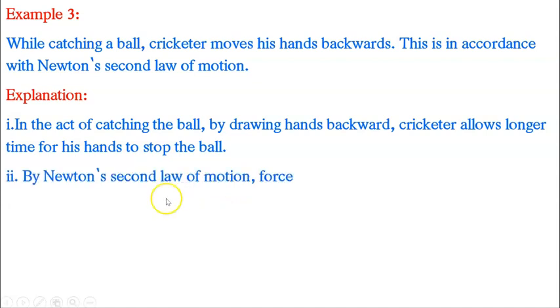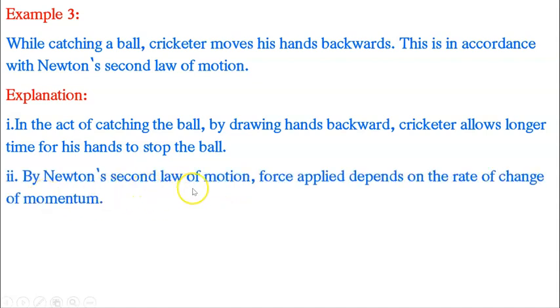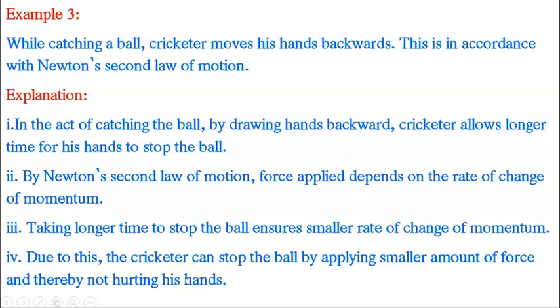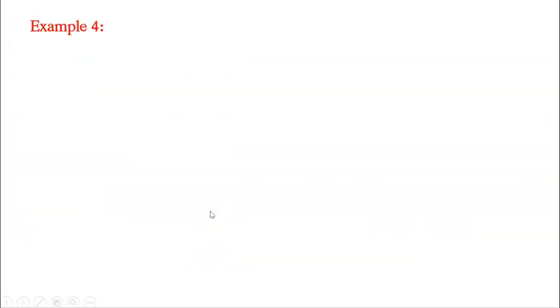By Newton's second law of motion, the force applied depends on the rate of change of momentum. Taking a longer time to stop the ball ensures a smaller rate of change of momentum, and hence the cricketer can stop the ball by applying a smaller amount of force, thereby not hurting his hands. Now, the next example.